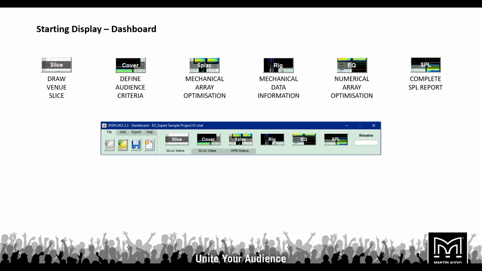Cool things about this dashboard is that you can have multiple tabs open. In this instance, this is for the exact same venue. We have 3 different slices with 3 different arrays. That's our main array, that's our outfill, and that's a delay. We'll see with the venue in just a second.